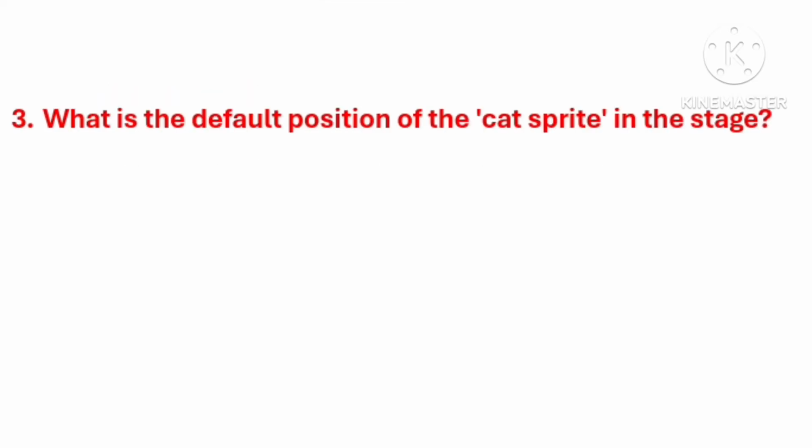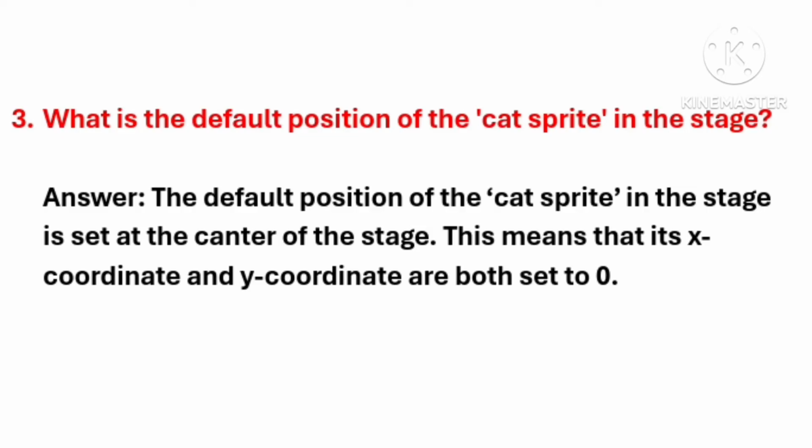Question number 3. What is the default position of the cat sprite in the stage? Answer of this question will be, the default position of the cat sprite in the stage is set at the center of the stage. This means that its x coordinate and y coordinate are both set to 0. Here the center spelling became wrong. Please read it as C-E-N-T-E-R, center, not canter.